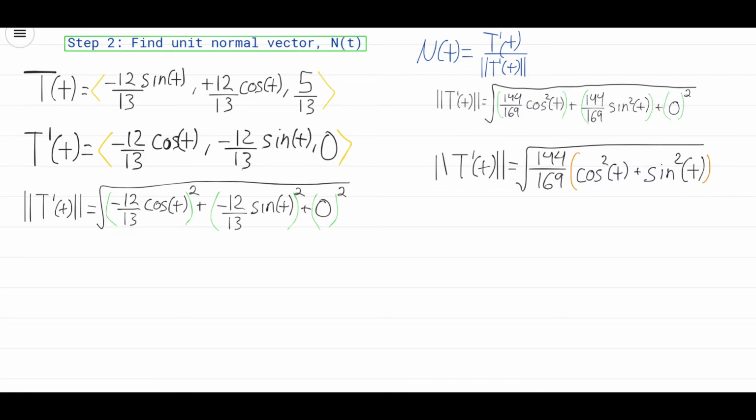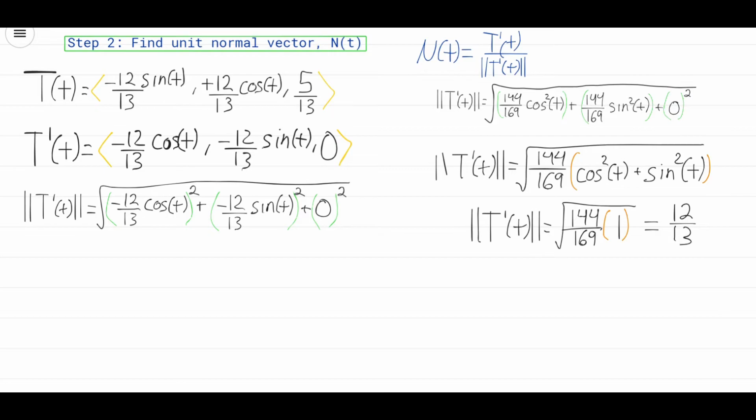And we know that we can apply the Pythagorean identity that sine squared plus cosine squared is equal to 1. So we can go ahead and substitute that sine squared plus cosine squared for 1. So in essence, we're left with 144 divided by 169 times 1. And when we take the square root of each term, the square root of 144 is 12, the square root of 169 is 13. So we're left with this as the magnitude of our unit tangent vector.